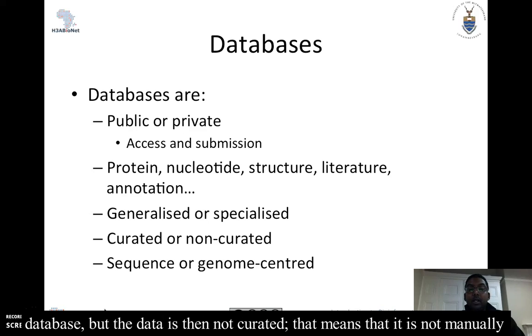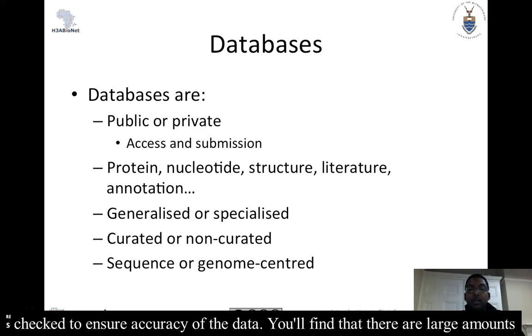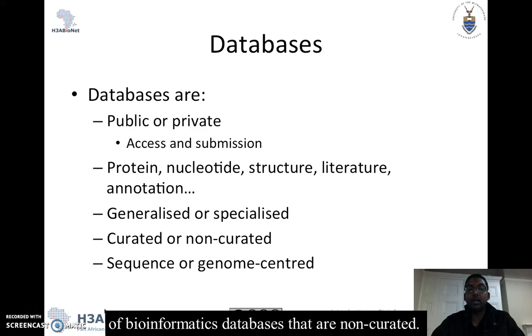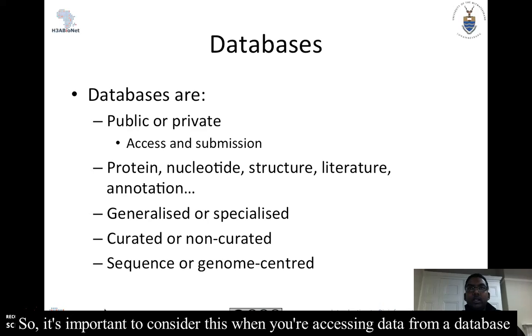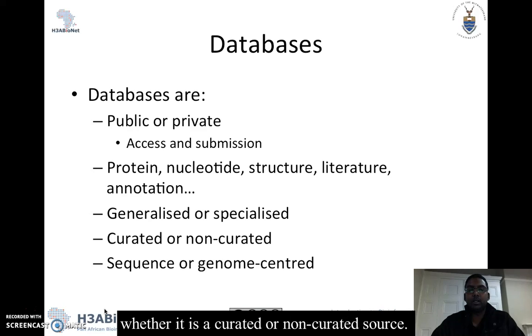But the data is then not curated. So that means that it is not manually checked to ensure accuracy of the data. And you'll find that there are large amounts of bioinformatics databases that are non-curated. So it's important to consider this when you're accessing data from the database, whether it is a curated or non-curated source.